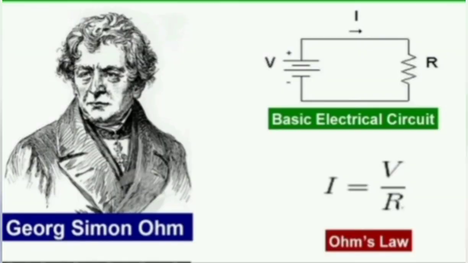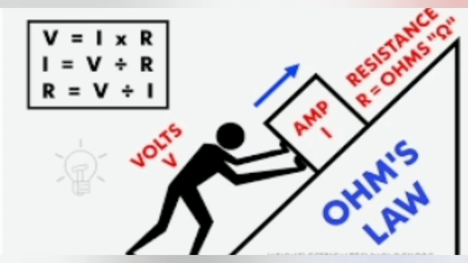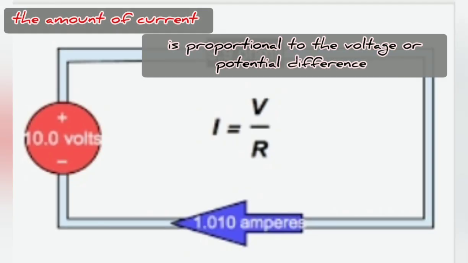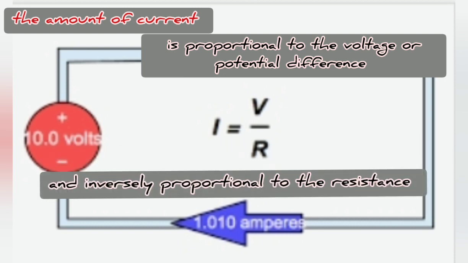Ohm's law is the relationship between voltage, current, and resistance. It is expressed mathematically as I equals V over R, where I is current, V is voltage, and R is resistance. The unit for current is A, voltage is V, and resistance is omega. The amount of current is proportional to the voltage or potential difference applied to the circuit and inversely proportional to the resistance of the circuit.